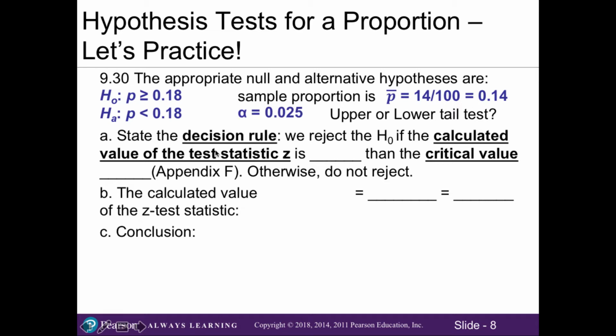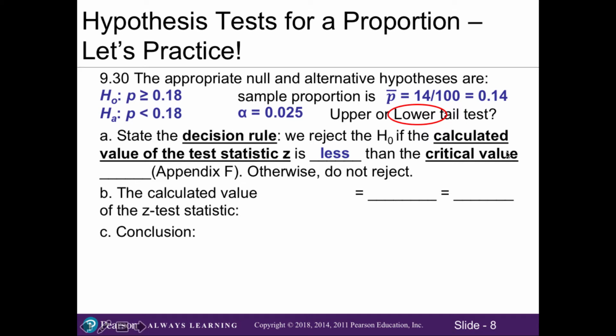Our alpha value was 0.025. Because our alternative hypothesis has a less than symbol, we know this is a one-tailed, lower tail test. So for our decision rule, we will reject the null if the calculated value of the test statistic z is lower than the critical value. Again, it's lower or less than because our less than symbol here in our alternative hypothesis tells us so.